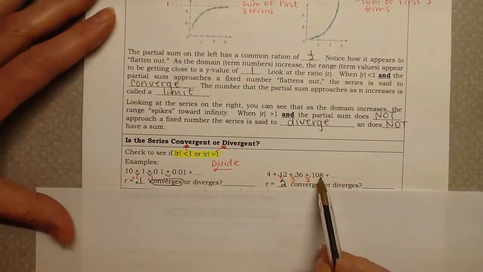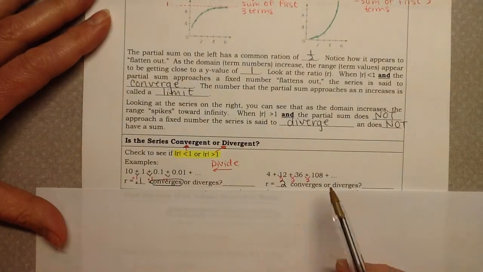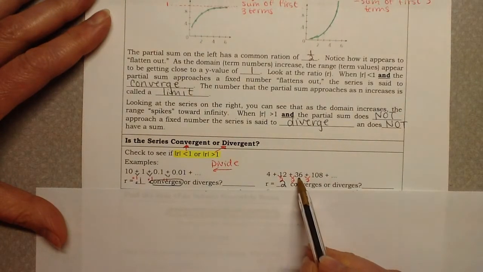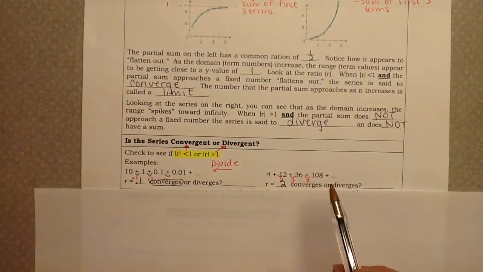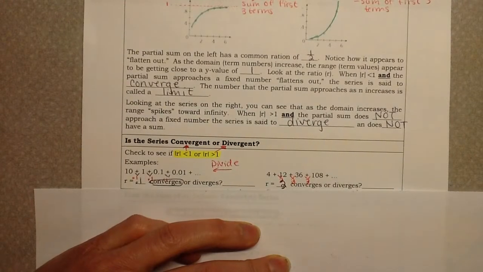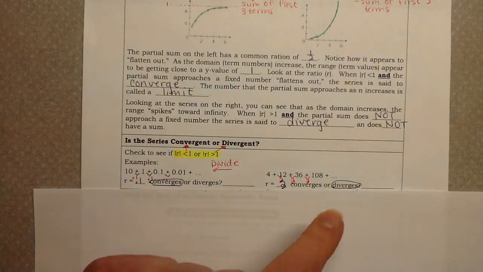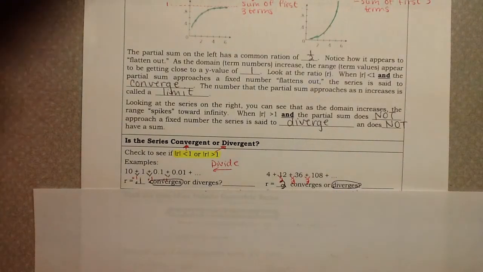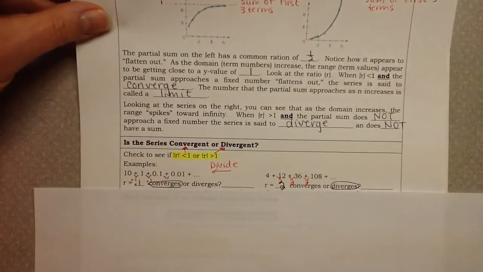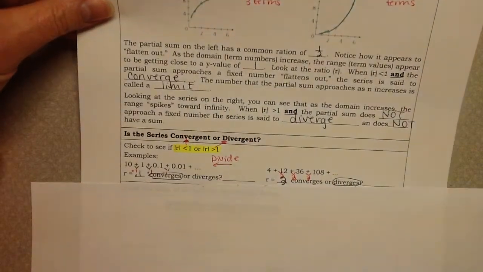Our second one here, if we take 108 divided by 36, we're going to get 3. 36 divided by 12, 3. 12 divided by 4, 3. So since this is greater than 1, we're going to say that the series diverges. So we wouldn't be able to find an infinite geometric series, or the sum of that series.